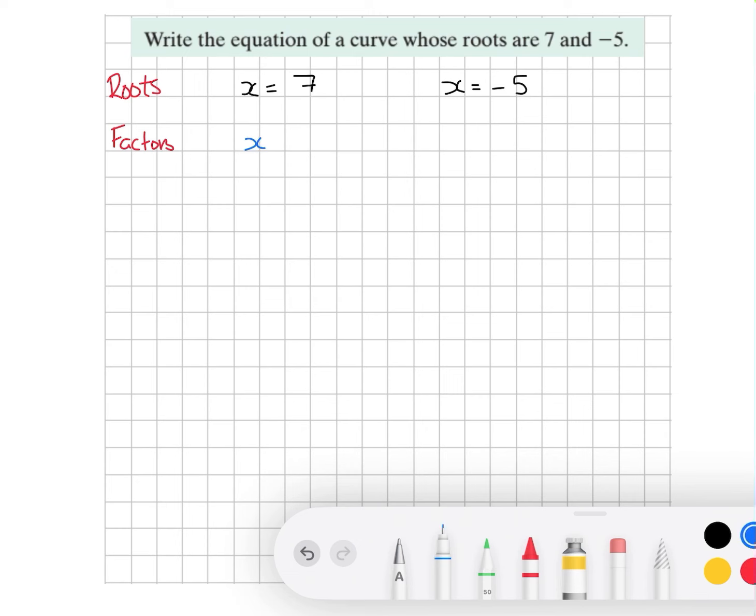And how we do that is we bring the 7 across the other side, it becomes minus and it equals 0. And then we bring the 5 across the other side, it becomes plus and it equals 0. So what I'm doing is essentially I'm working backwards here.